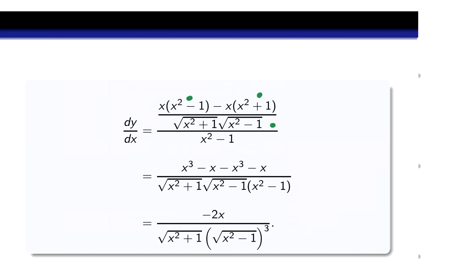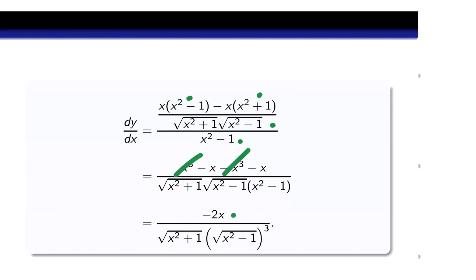So next you can tidy things up. You have x times x squared, x cubed, x times 1 minus x times x squared minus x cubed, minus x times minus, that's plus 1, that's minus x. So again, you see that this cancels this. So you have minus x minus x, that's minus 2x.